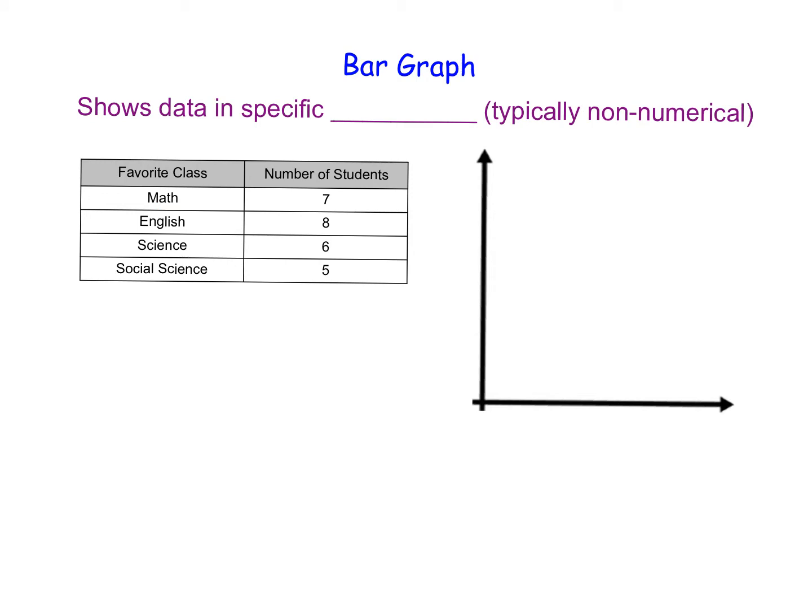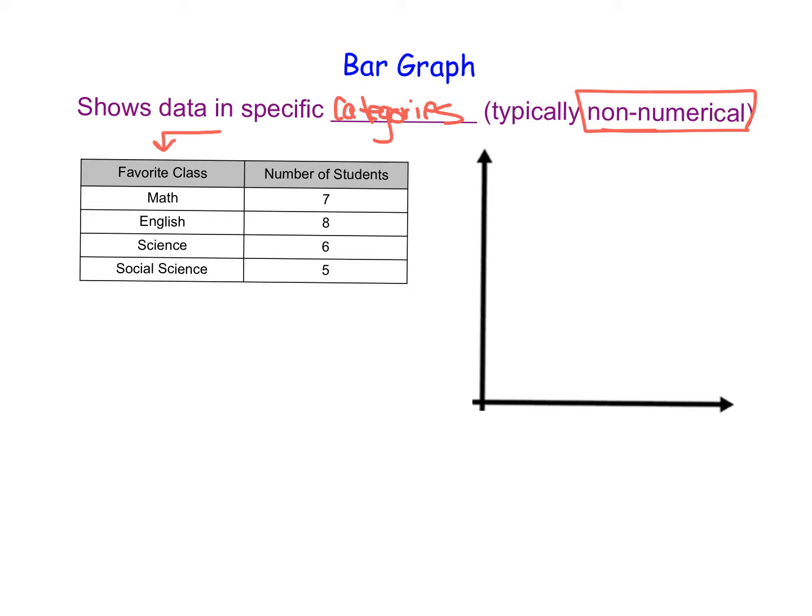The second one we're going to look at is called a bar graph, and bar graphs show data in specific categories. Now, what's very unique typically to bar graphs is these categories are non-numerical. So it's not something like a test score or a temperature or time. It's not numbers for the categories. It is something non-numerical. So in this case, you can see we have a favorite class. So maybe we're just gathering data about people that's not numerical data. Number of students is numerical, but the categories are not.